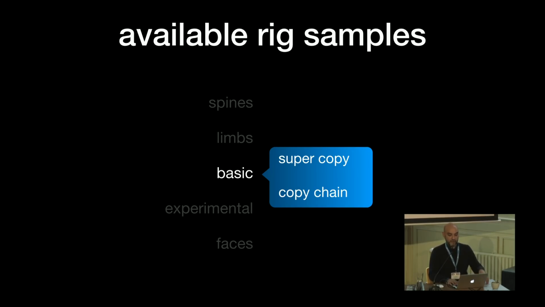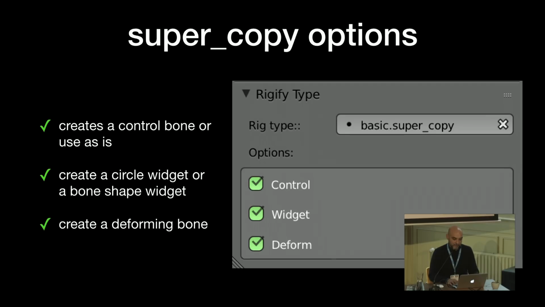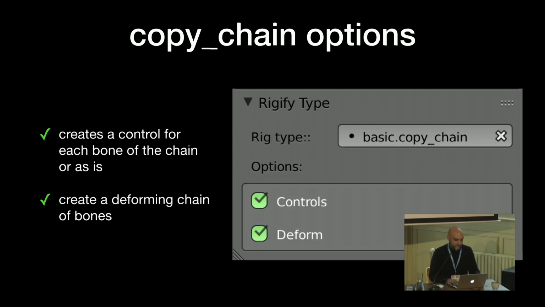So basic has these two utilities. Super copy is when you have a bone, you just need that one bone there that has to deform, or you have to parent something to it. You can just use that type. It creates for you the option to use the widget, create a control bone or a deform bone. If you uncheck this, you just have this dangling bone in the rig hidden somewhere.